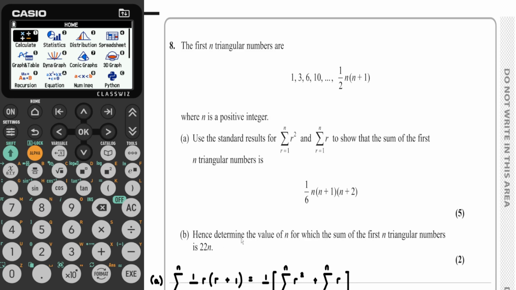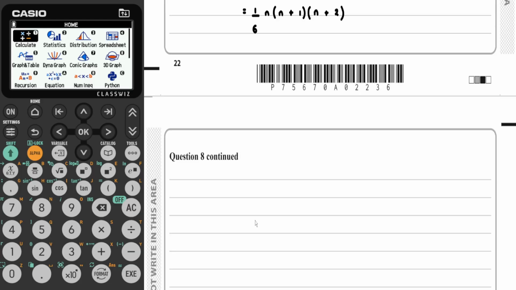Part B. Hence, determine the value of n for which the sum of the first n triangular numbers is 22n. For part B, we need to set this result here, which is the sum of the first n triangular numbers, equal to 22n. Now, the n's cancel on both sides, and if I multiply by 6, we will be left with (n plus 1) times (n plus 2) equals 132.